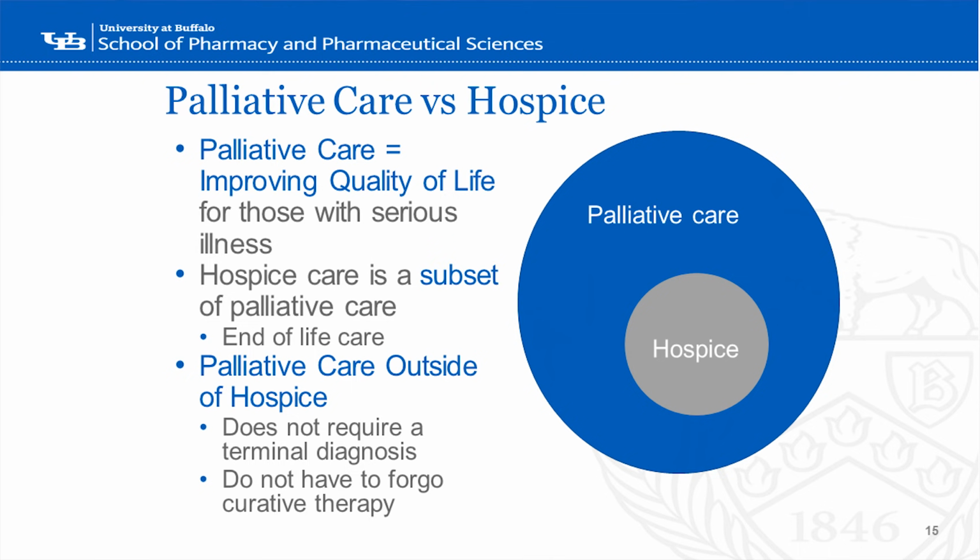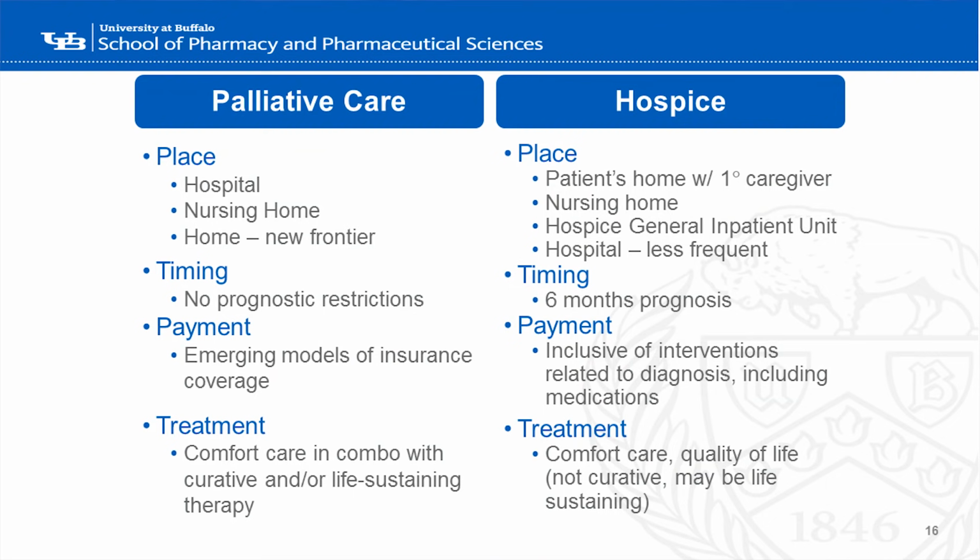One thing to note is that palliative care outside of hospice does not require a terminal diagnosis, nor do patients have to forego curative therapy at that point. Another way to contrast palliative care and hospice care is to look at the place, timing, payment, and treatment that it's associated with. For the most part, palliative care has been in the hospital setting and more in the nursing home setting, but the new frontier in palliative care has been in home care and keeping patients at home.